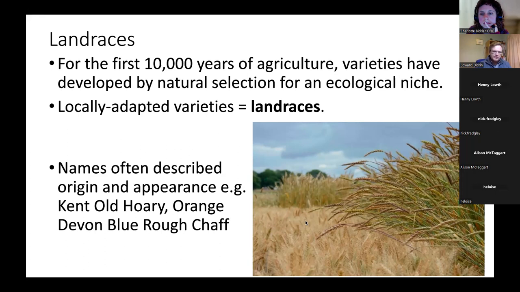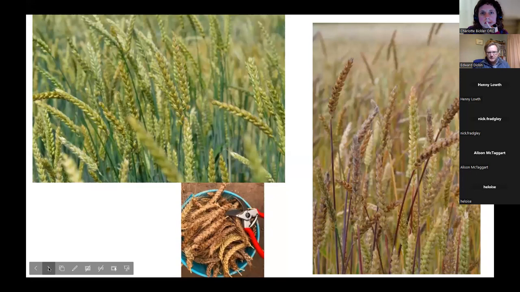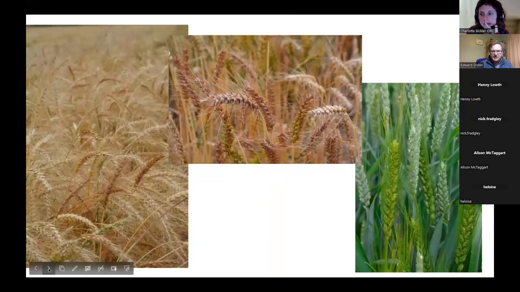That got me interested, and I started crossing some of them together. These are modern wheats crossed with the landraces like Red Lammas, Orange Devon Blue and Hen Gwrych. I was doing the same thing again, keeping them as mass selected lines, keeping the diversity in there. And then, very much inspired by Martin Wolfe, I decided to see what would happen if we mixed them together as well. I've got some pictures here.